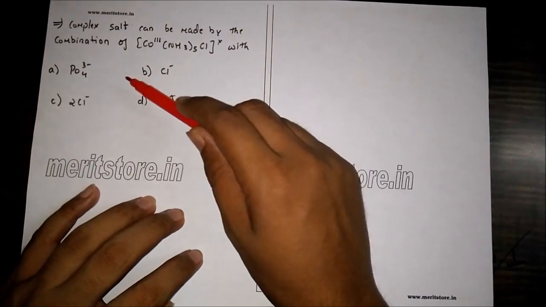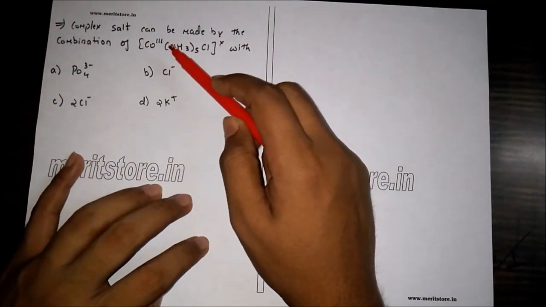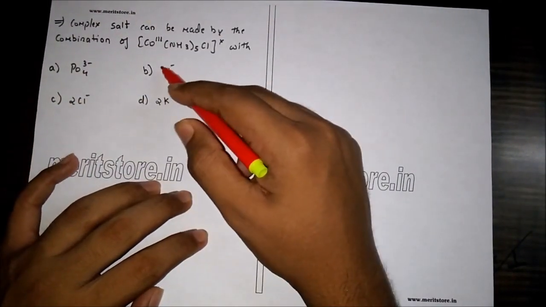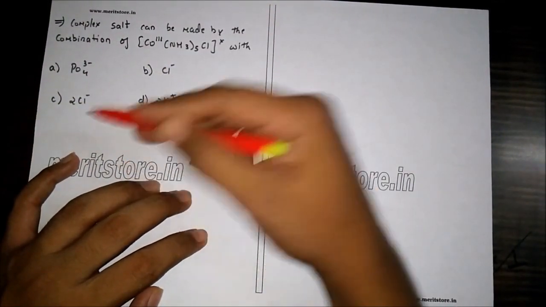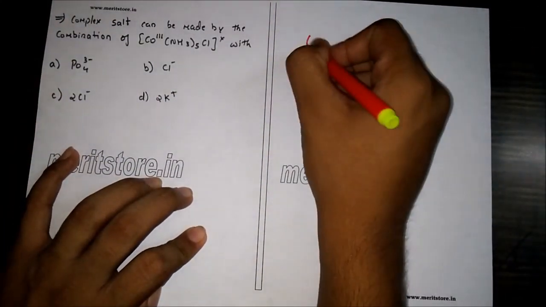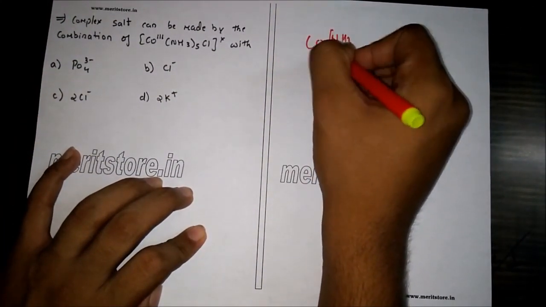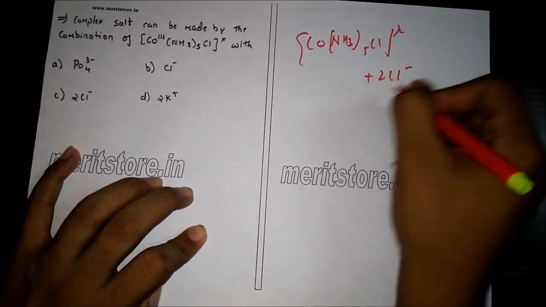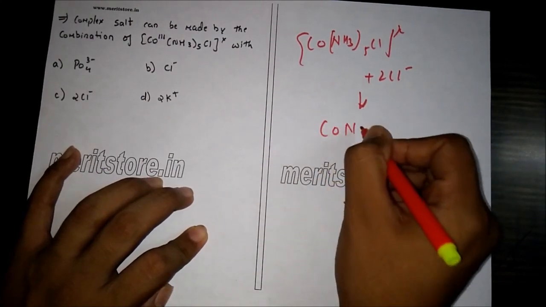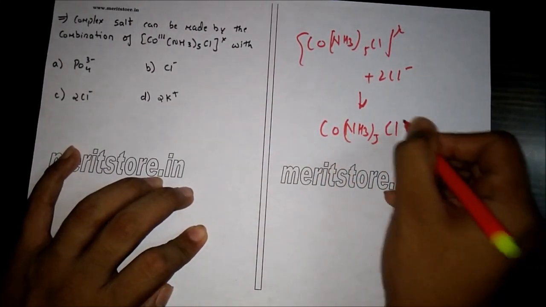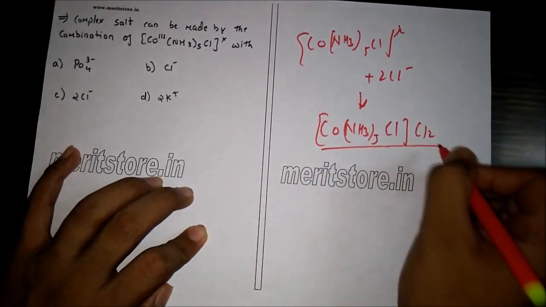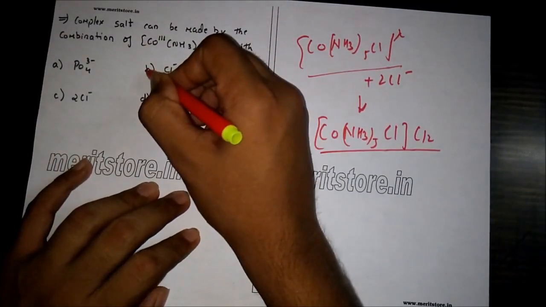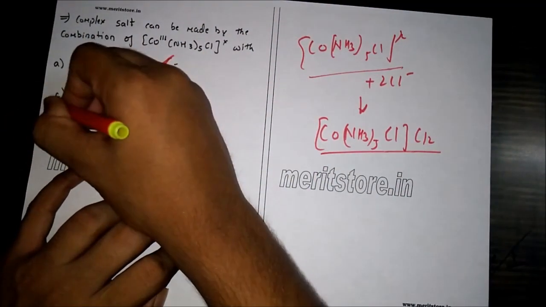A complex salt can be made by the combination of Co(III)(NH3)5Cl with A, PO4 3 minus, B, Cl minus, C, 2Cl minus, or D, 2K plus. Now when Co(NH3)5Cl reacts with chlorine, it gives a complex salt which is Co(NH3)5Cl(Cl2). Therefore, on reaction with chlorine, this gives a complex salt. Therefore, the correct answer here is option B, chlorine. Rather, option C, 2 chlorine.